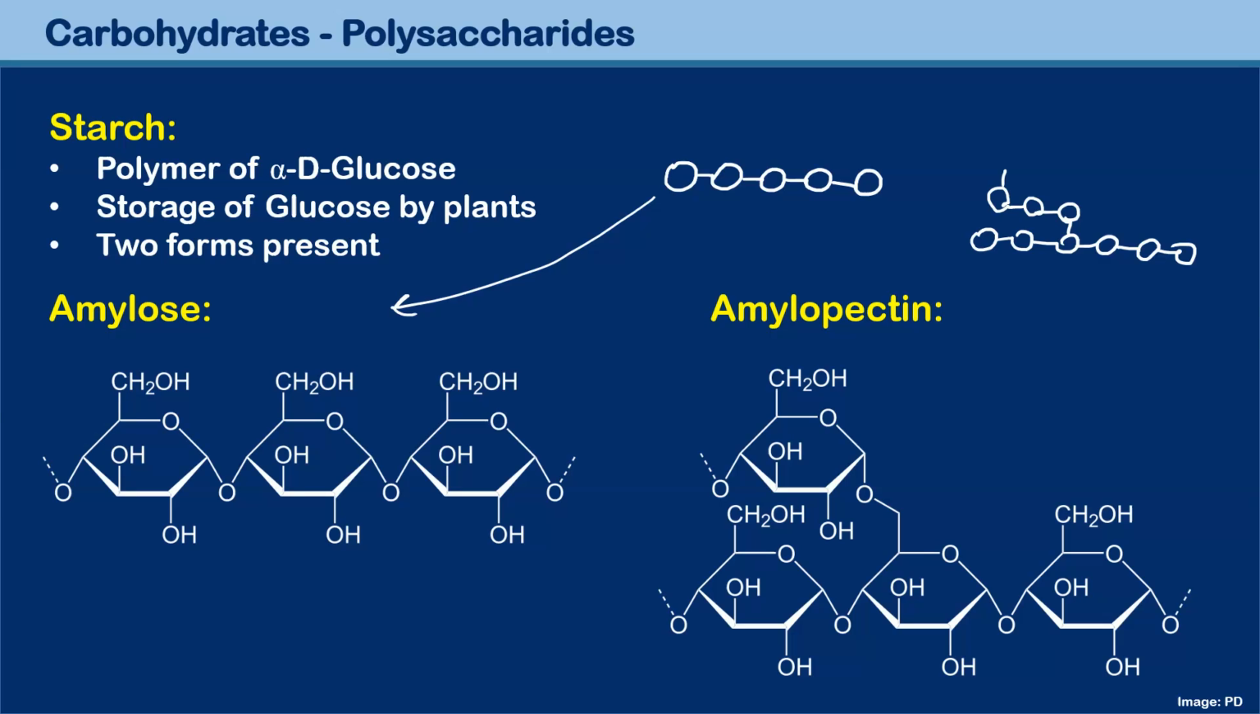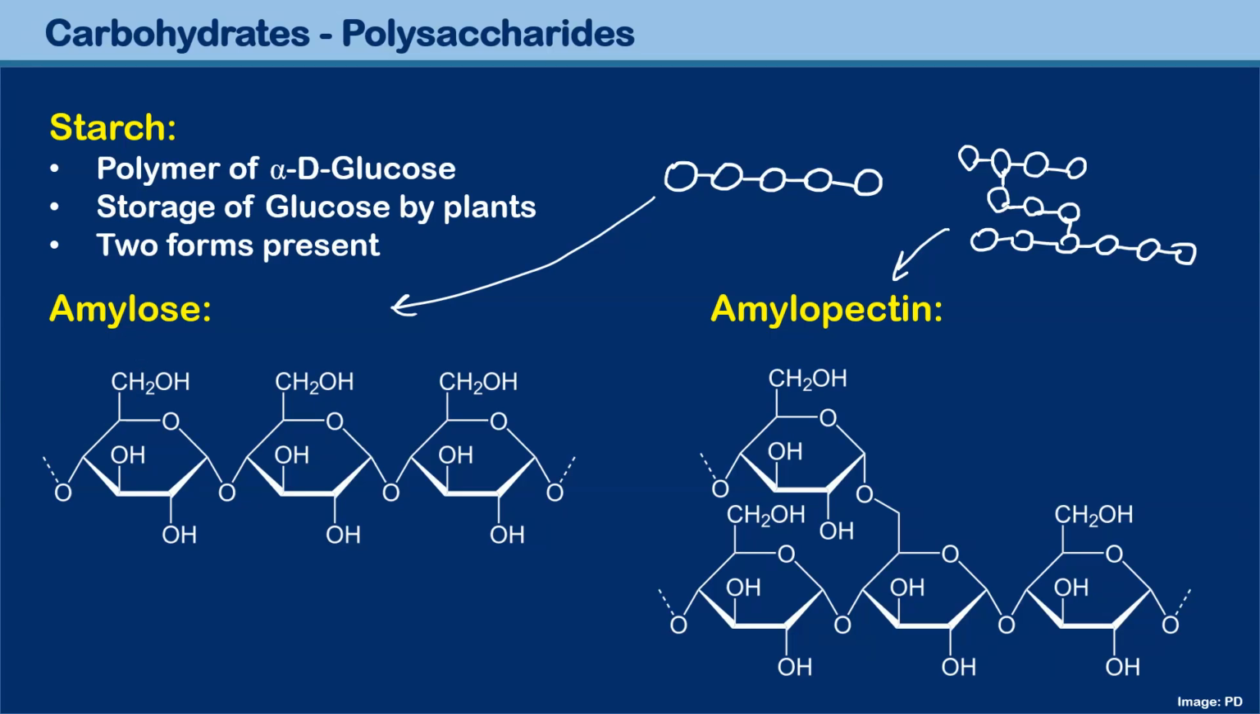And then maybe you have another branch over here. Okay, so that is basically this is amylopectin, and these branches that you see which extend upwards, this one over here and this one over here, well, these are the links that we see over here. Okay, so amylopectin is more branched than amylose.